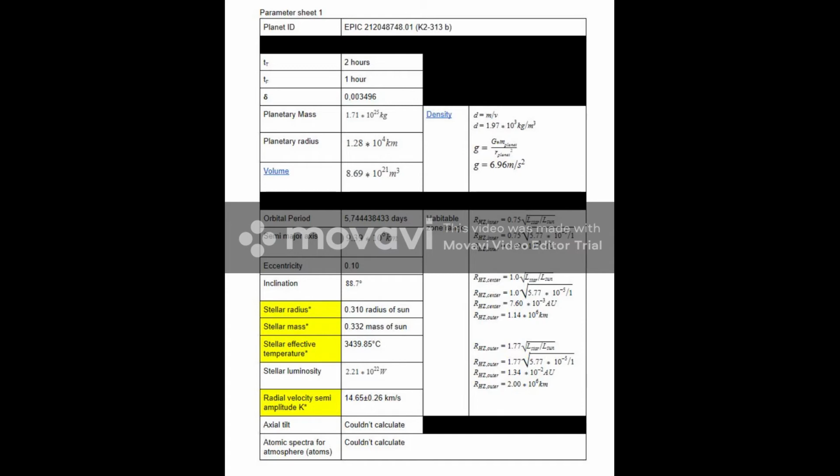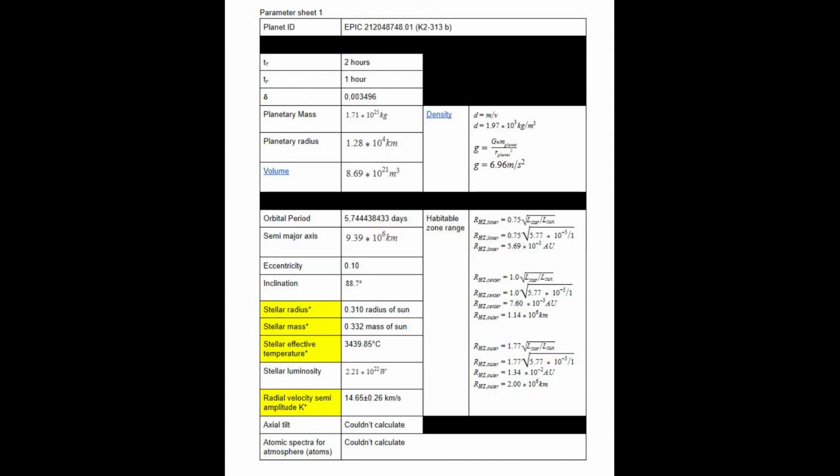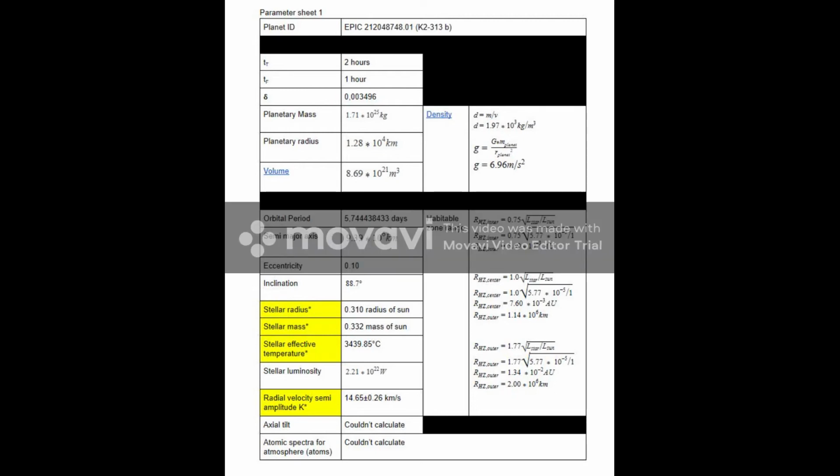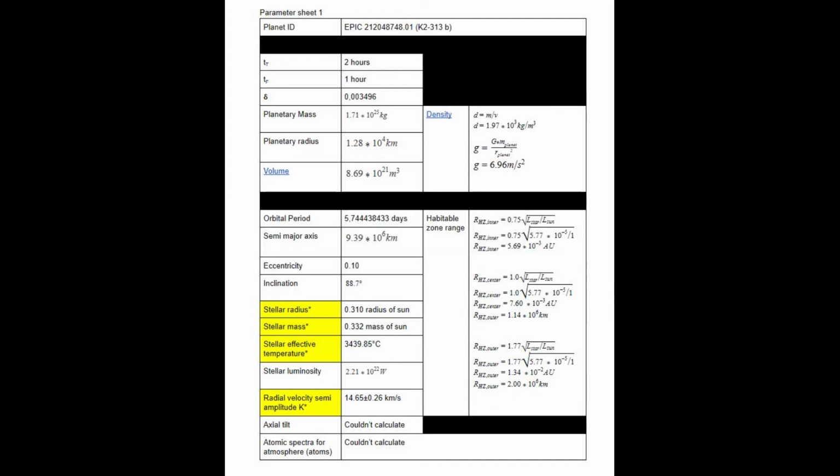And afterwards, we have the atomic spectra for atmosphere that couldn't be calculated either. At the right, we have the habitable zone range, which is the range of orbit around a star within which a planetary surface can support liquid water given sufficient atmospheric pressure. However, the exoplanet is located away from the habitable zone, so further than the outer limit.